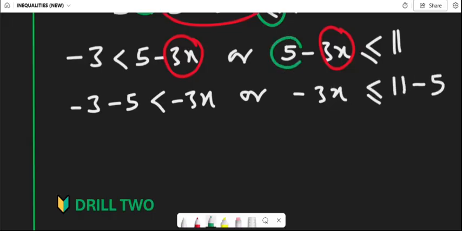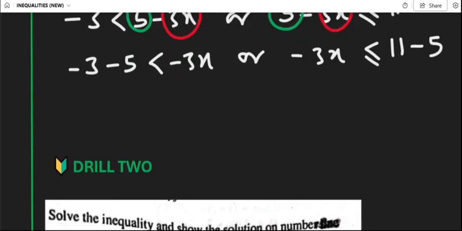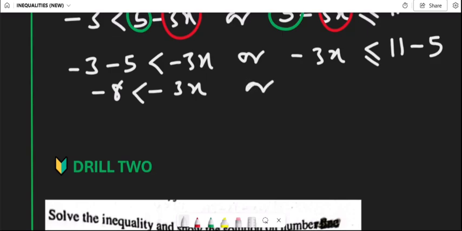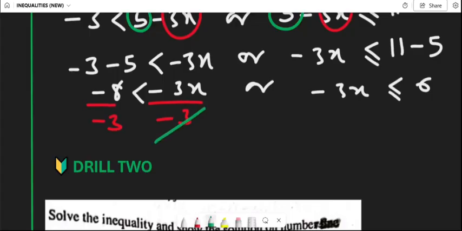When I try to bring the 5 to the other side, it's going to turn from negative to positive. So in this case, what do we have here? We have minus 3 minus 5, that's a minus 8 less than or equals to 3x, and the other side we have minus 3x less than or equals to 11 minus 5, that's just 6. So in this case, I need to divide both sides by minus 3. Here we cancel out minus 3, then the minus cancels out the minus.